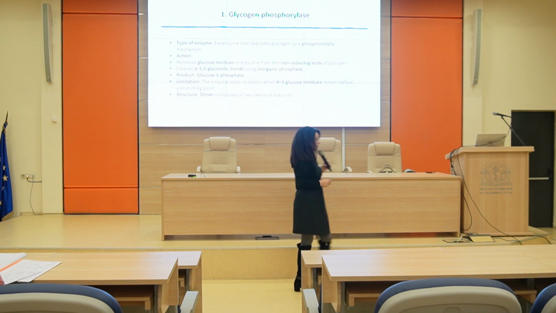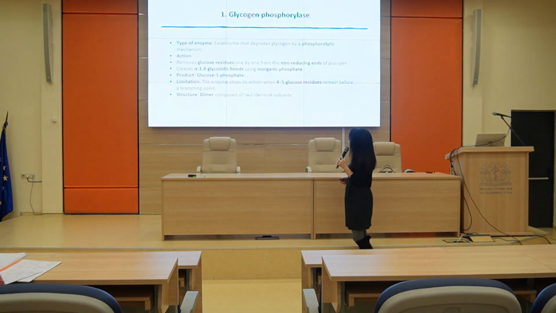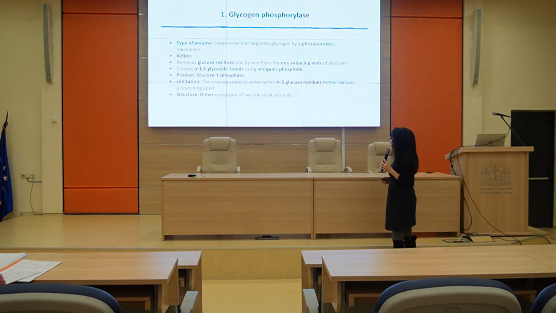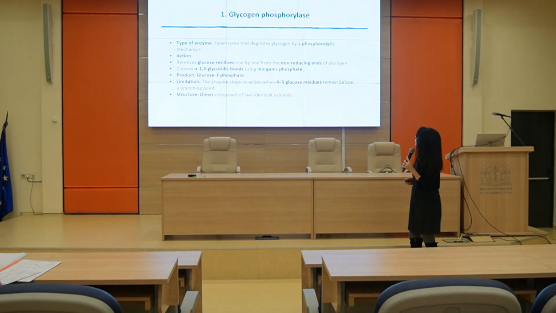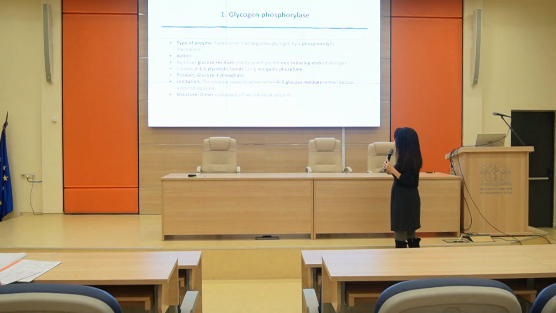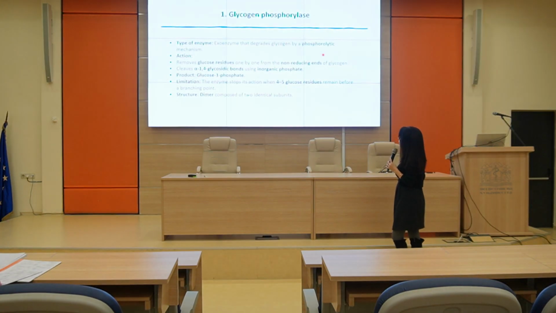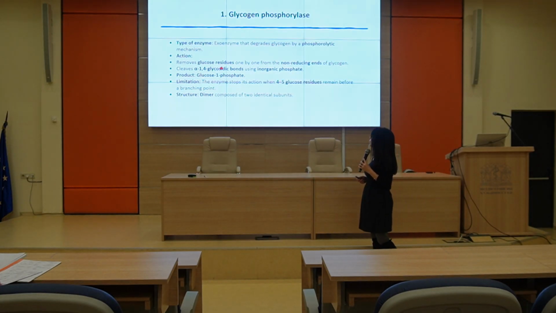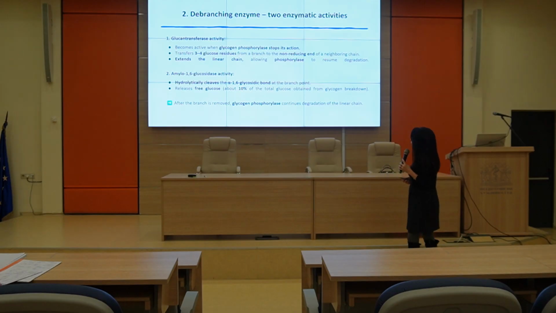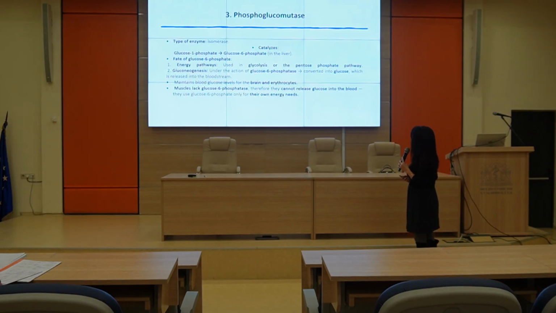And something about the glycogen phosphorylase enzyme. This is an exoenzyme, because the degradation is from the non-reducing ends of glycogen, removing these glucose molecules. And the enzyme is a dimer composed of 2 identical subunits. Okay, we talked about that.